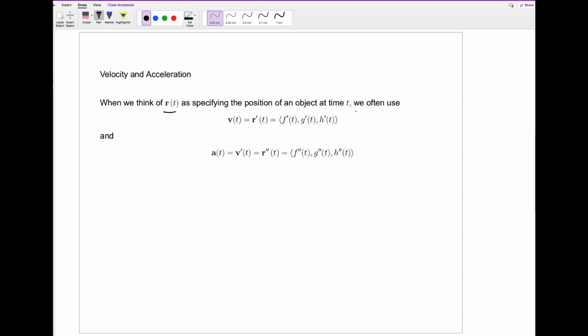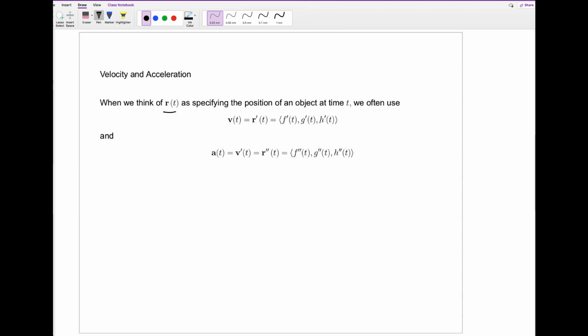This vector function specifies that motion, and the derivative of the vector function, r prime of t, is what we're going to call the velocity vector, v of t. And of course, we already just saw that r prime of t is just f prime of t, g prime of t, h prime of t. Along with that, I want to note that the velocity vector will always be a vector that's pointing in the direction of motion, precisely because of how r prime of t is defined.